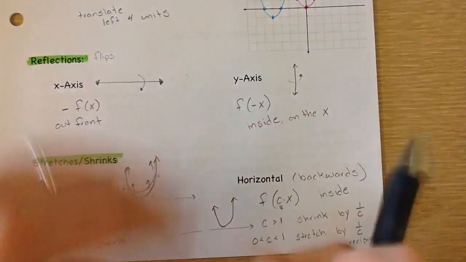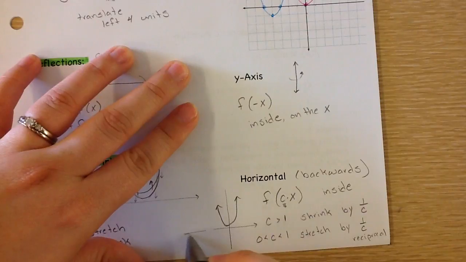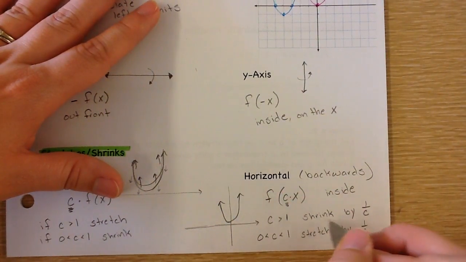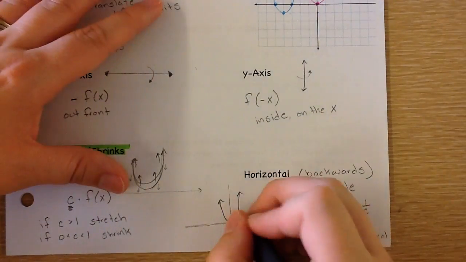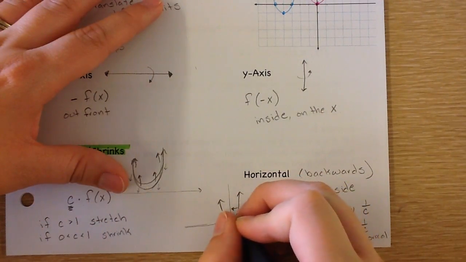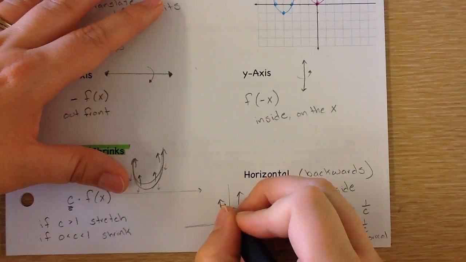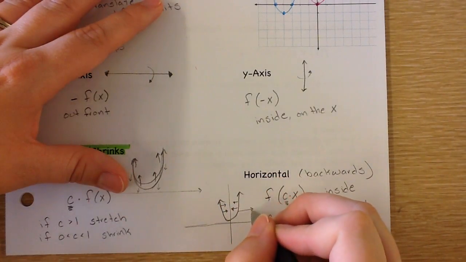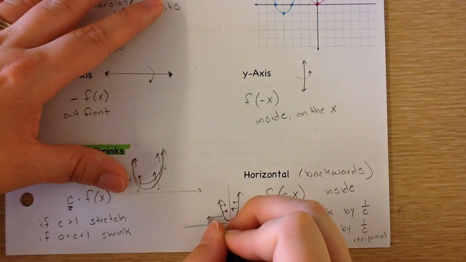So let's go ahead and put my axis in the middle. Hopefully you're writing notes in pencil. Okay, so it's going to shrink. Again, a horizontal shrink is going to pull those points in. A horizontal stretch is going to pull those points out.